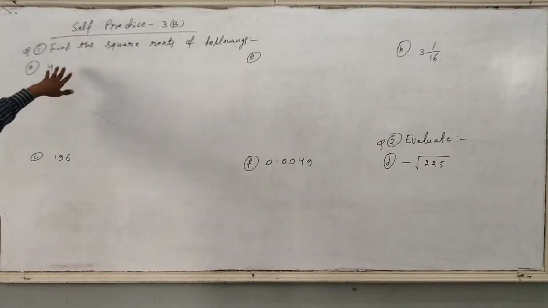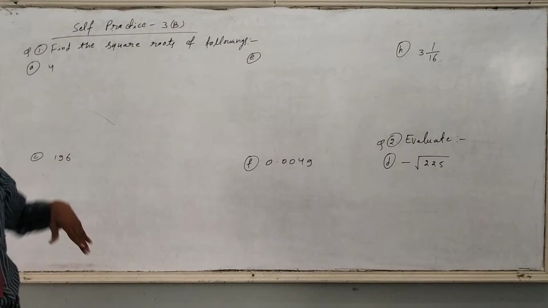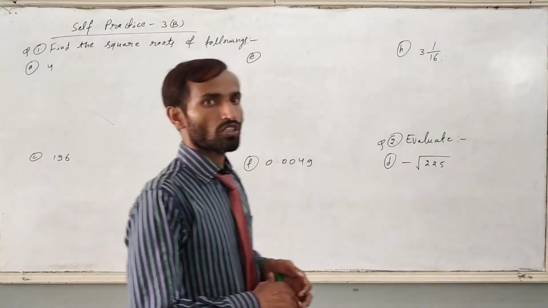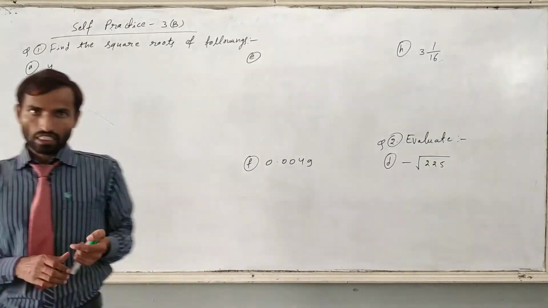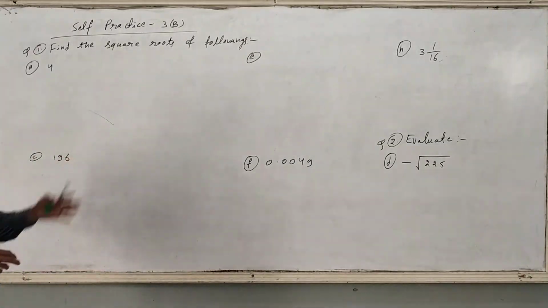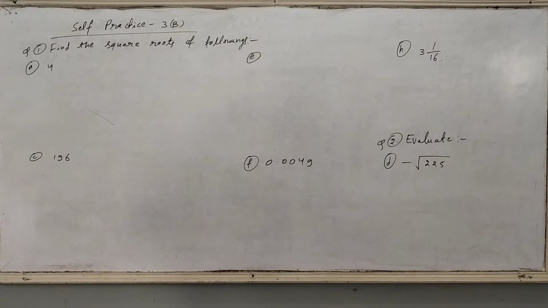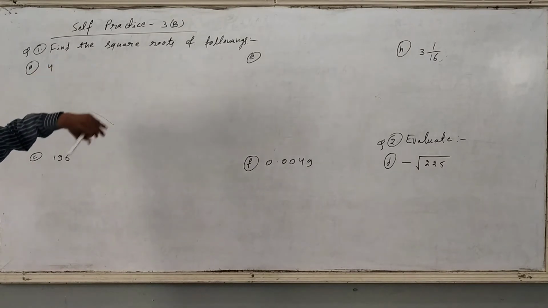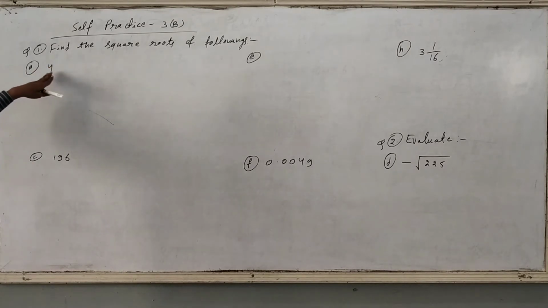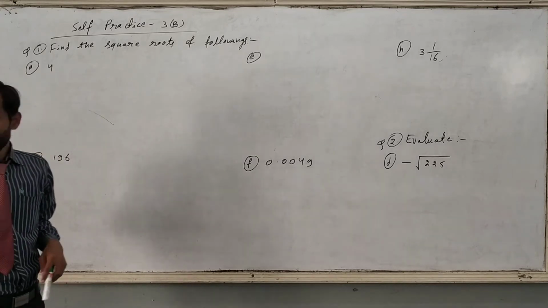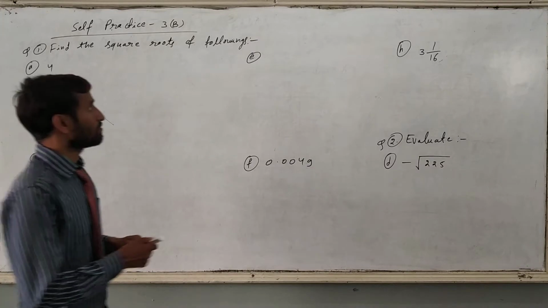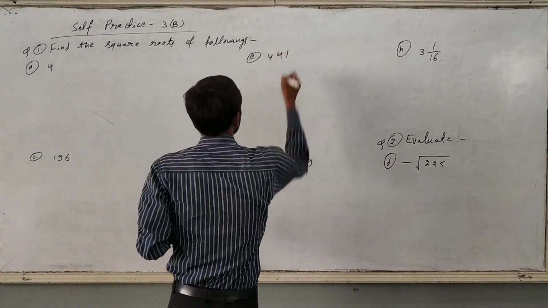First of all, I will explain question one, that is to find a square root using the prime factorization method. Whatever I explained in the previous video, you have to follow the same method here also. Just see, find the square root of the following numbers. That means you have to find the square root of this number and this number. That will be very helpful.